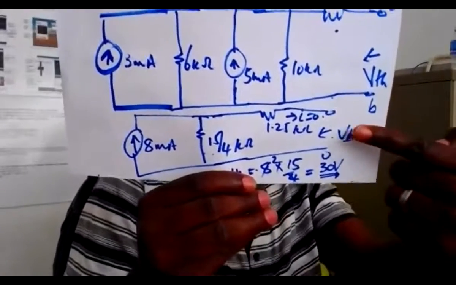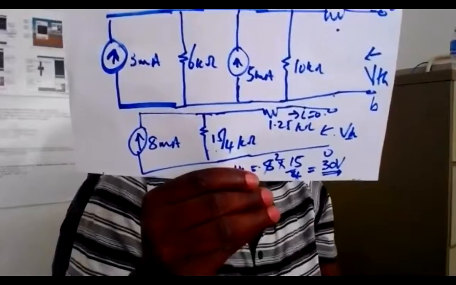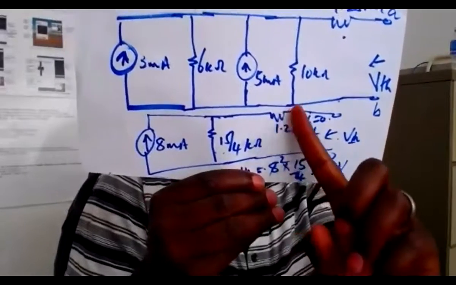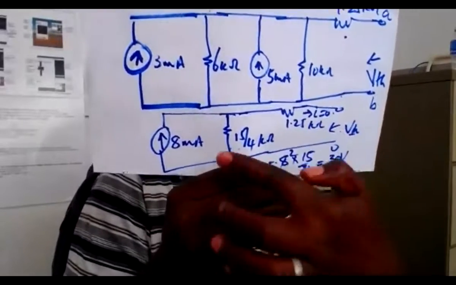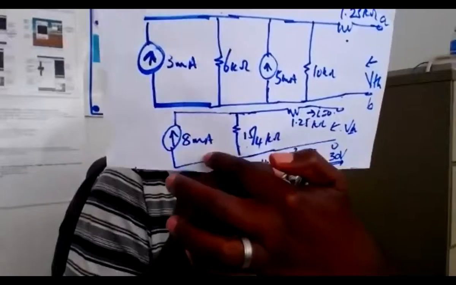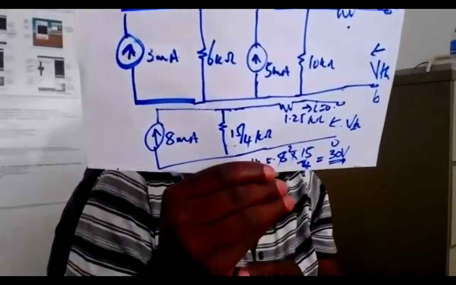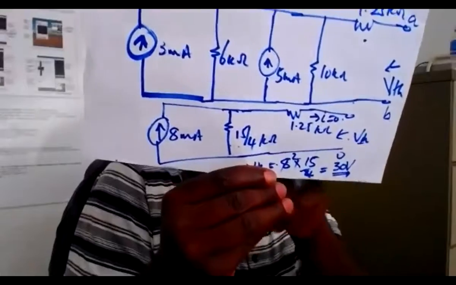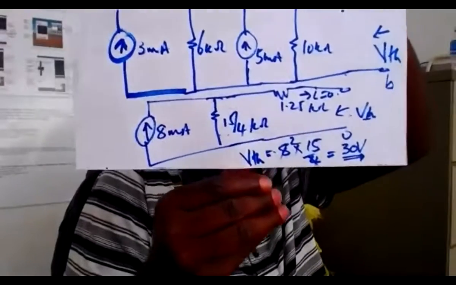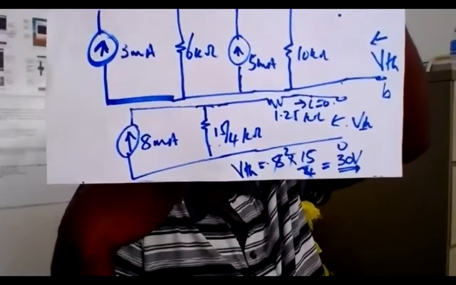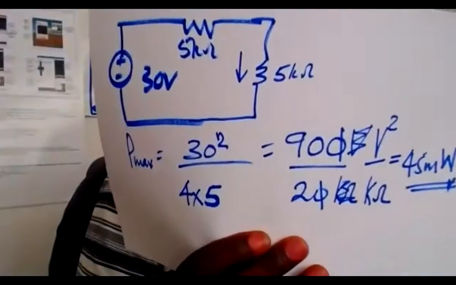Now I want to find the voltage on this side. So I is equal to 0 for this resistor, so we don't consider it. Our loop will be just this loop, and the current here is also the current there. In the end, the voltage across that resistor is also our Thevenin's equivalent voltage, which comes out as 30 volts.